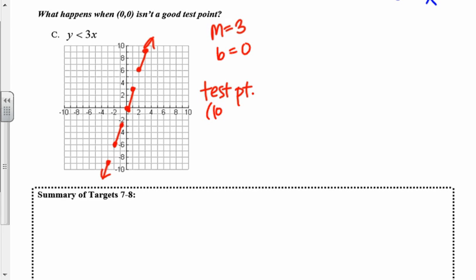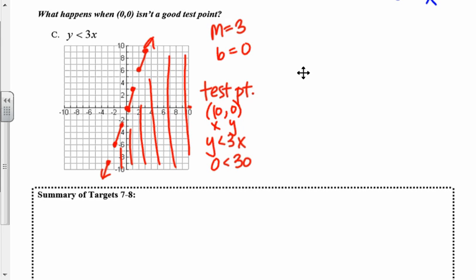So I could use (10, 0). 10 is x, 0 is y. And then plugging that in, I have 0 is less than 30. And is that a true statement? Is 0 less than 30? It is. And so (10, 0) is over here, so I would shade this side of the graph.